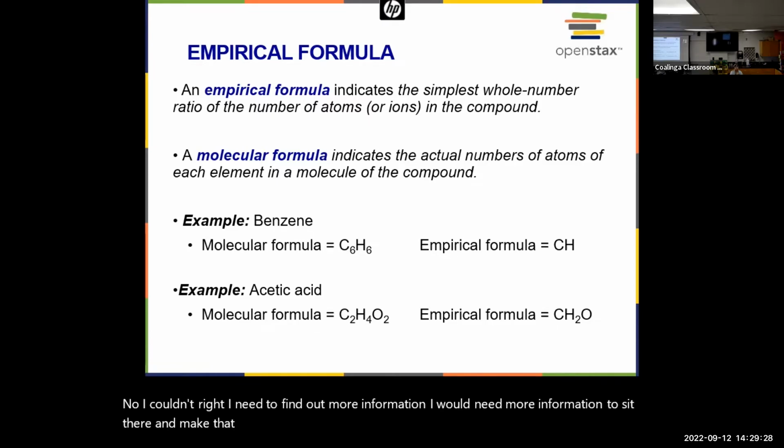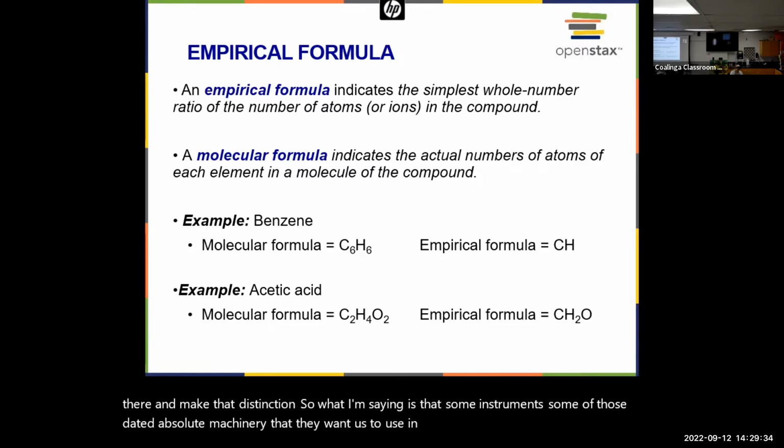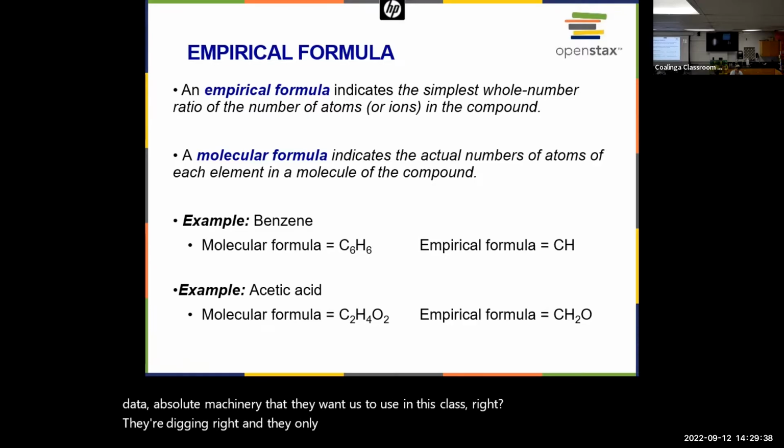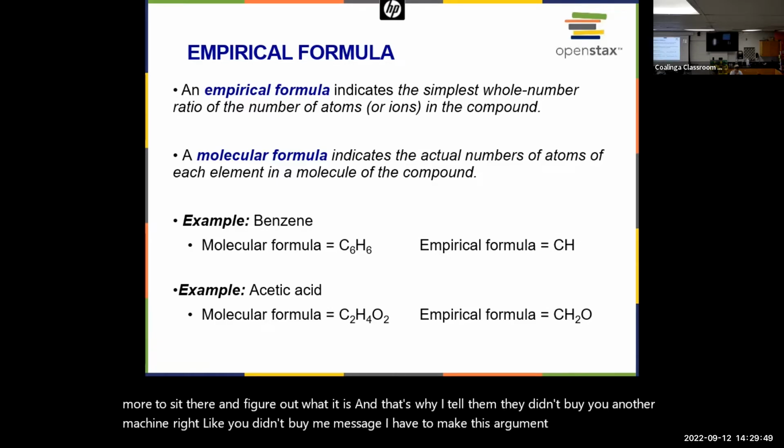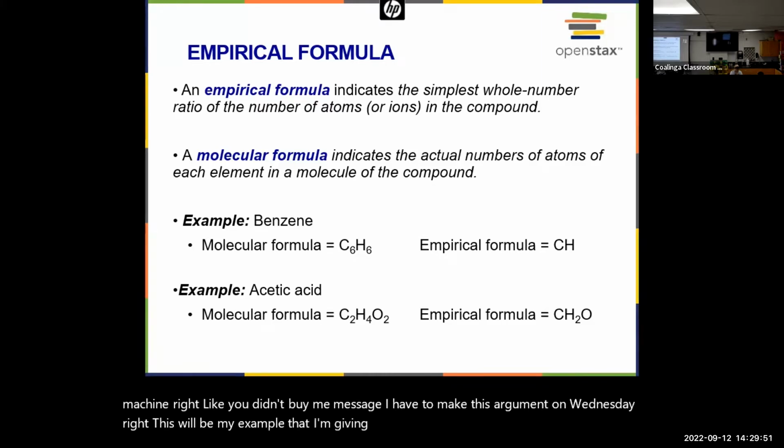So what I'm saying is that some instruments, some of those dated, obsolete machinery that they want us to use in this class, right? They're dated, and they only give us the empirical formula. We'll need more to figure out what it is. And that's why I tell them they need to buy me another machine, right? I have to make this argument on Wednesday. This will be my example that I'm giving in class. I'm giving them a lecture. Well, they're going to love it.